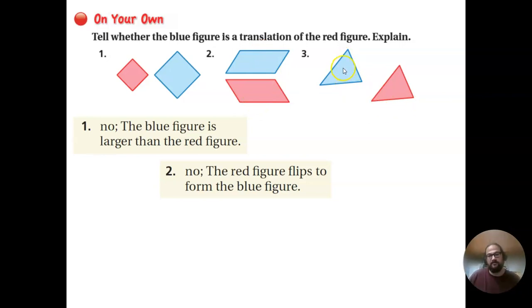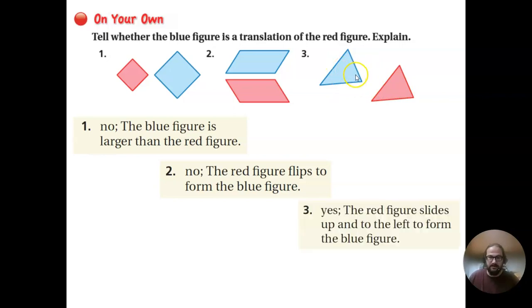But number 3, the blue figure can be just a slide from the red figure, kind of up and to the left a little bit. Left and up, and it's the same orientation. It didn't turn. So yes, the red figure slides up and to the left to form the blue figure, so it is a translation.